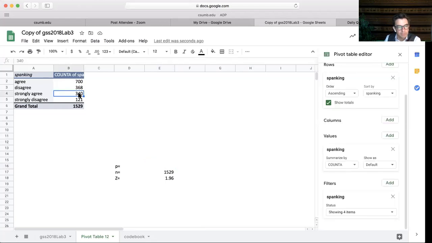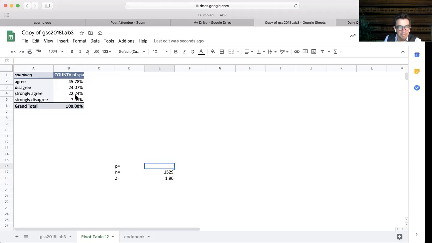So how do we get that? Let's go get that as a percentage. We go to values. Right now it's just showing the number, but we want it as a percent of the column. So 22.24% of respondents in this particular sample strongly agree. So how do we put that as a proportion? Remember, a percentage is just a proportion that is multiplied by 100. So in this case, if we divide that by 100, we will get 0.22. That's the proportion of respondents, and I'm just rounding it, I'm not putting that 22.24.